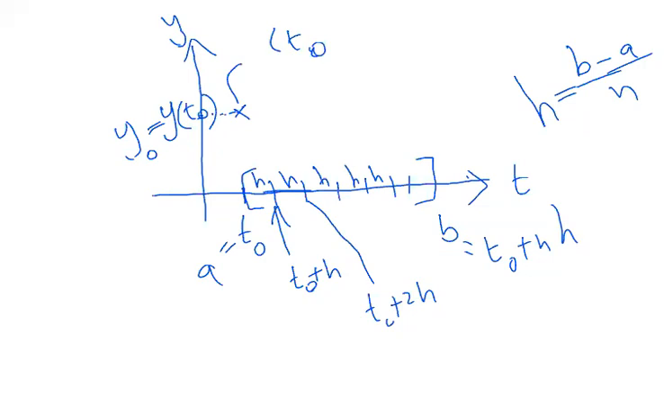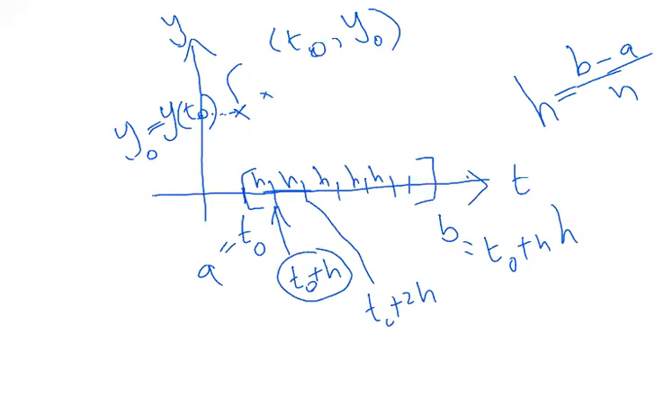So this is Euler, a very simple method. Why not? This is the initial point. Let's find the next point. We know the t coordinate, which is this. Let's find the approximate y point. So how do you find it?